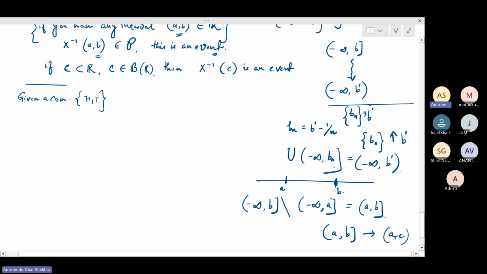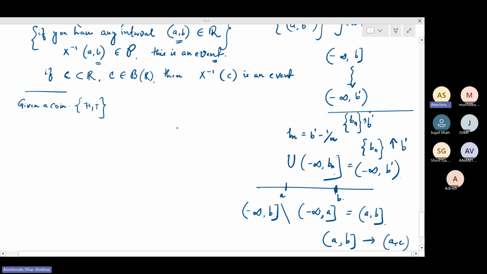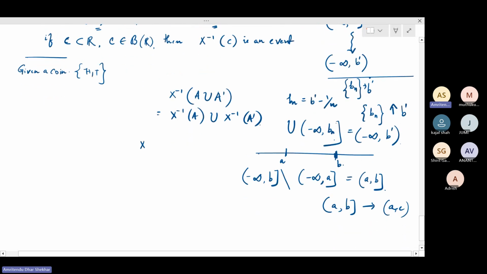And the thing with taking inverses, and this is a handy thing to remember, is that if you have something like X inverse of A union A prime, that is equal to X inverse of A union X inverse of A prime. Okay. And this is true for countable unions as well. In general, if you have X inverse of a countable union of some sets Bn, then the union operator will commute with this X inverse operation. So this is equal to the union of X inverse of Bn's.